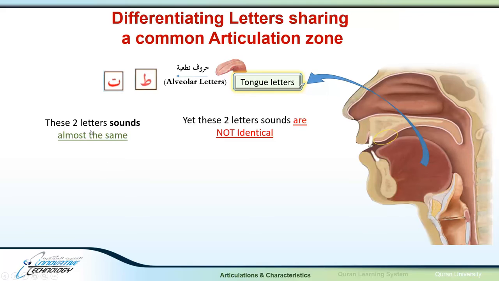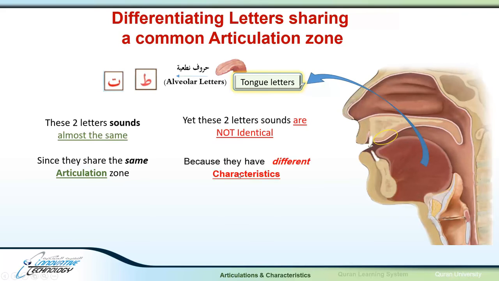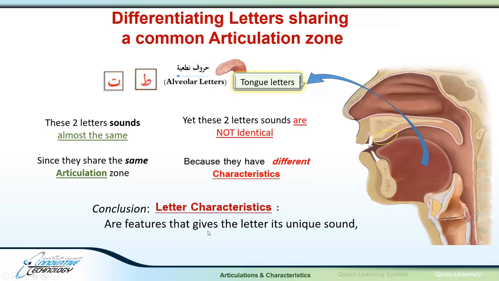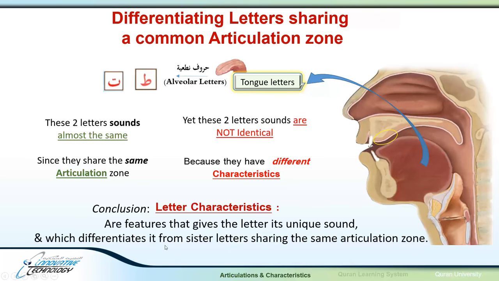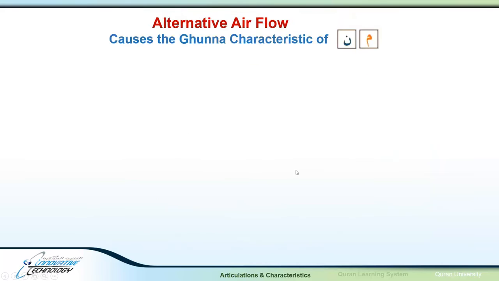These 2 letters sound almost the same because they share the same articulation zone. But they are not identical in their sound because each has a different characteristics group. So basically, we can conclude that letters' characteristics are features that give the letter its unique sound and which differentiate it from sister letters sharing the same articulation zone. Let's look at an example of such a characteristic.